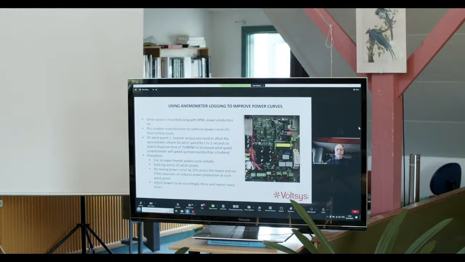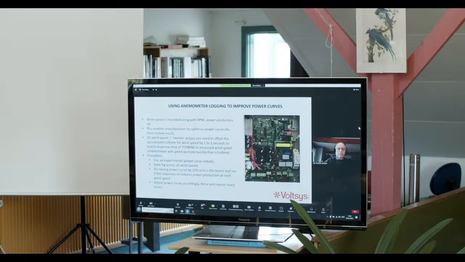It is possible to use the anemometer logging to improve power curves. We've seen some earlier talks about developing power curves and maximizing your power curve. You're optimizing the power curve table to maximize the power harvested from the turbine at various speeds. I have to say that in my experience, a lot of turbine manufacturers haven't done this work, particularly in the Far East, and turbines come in with power curves that are wildly off the mark.